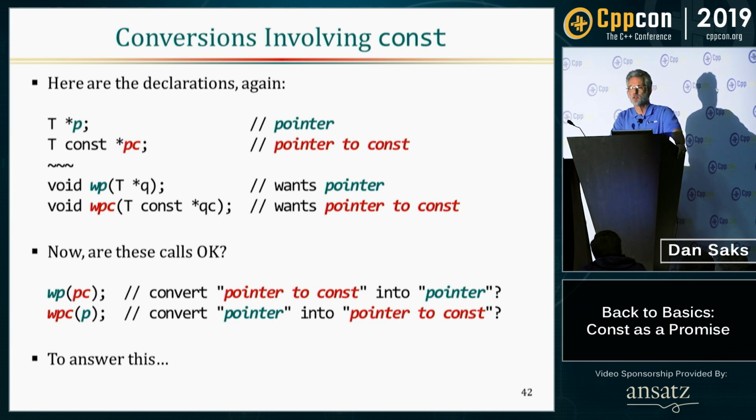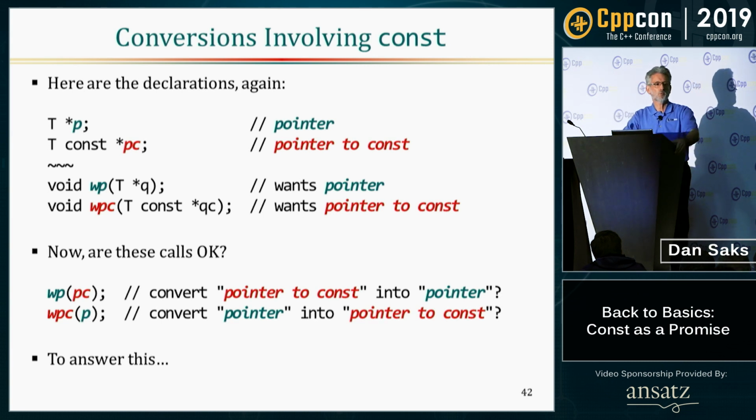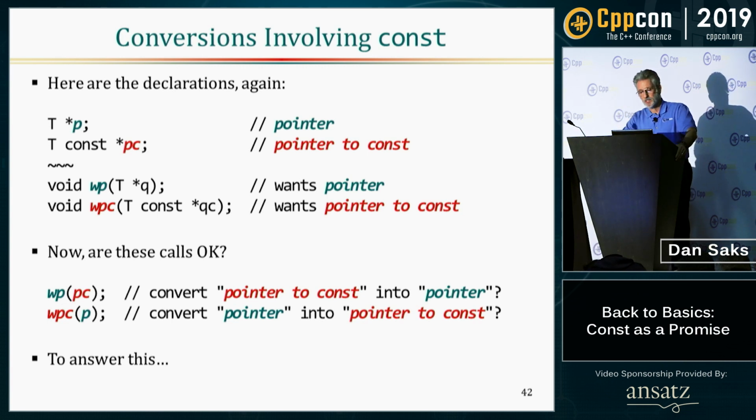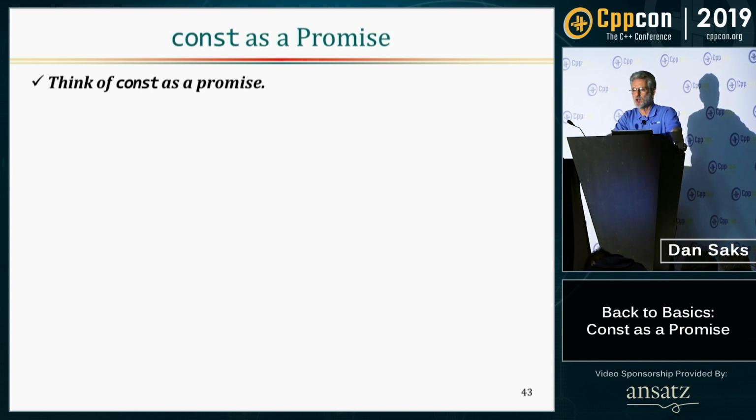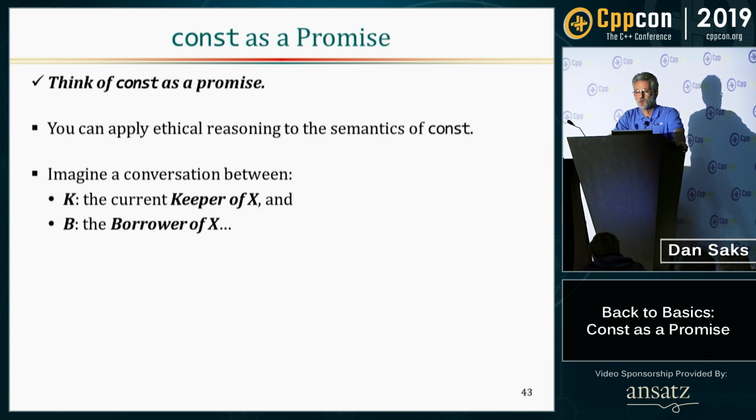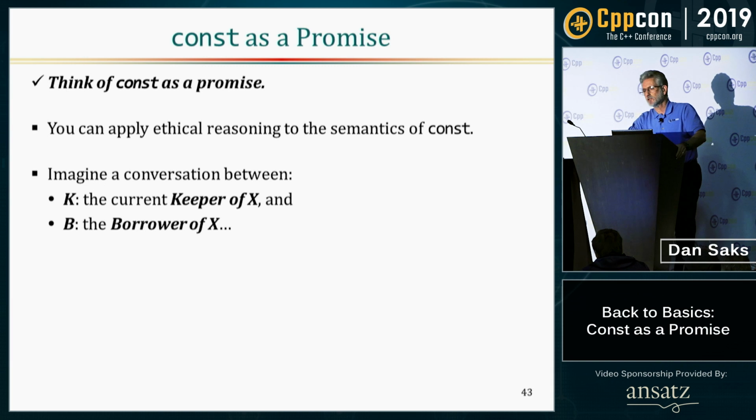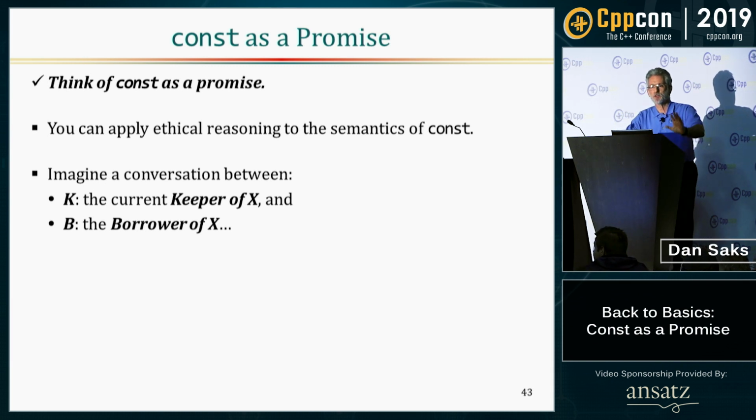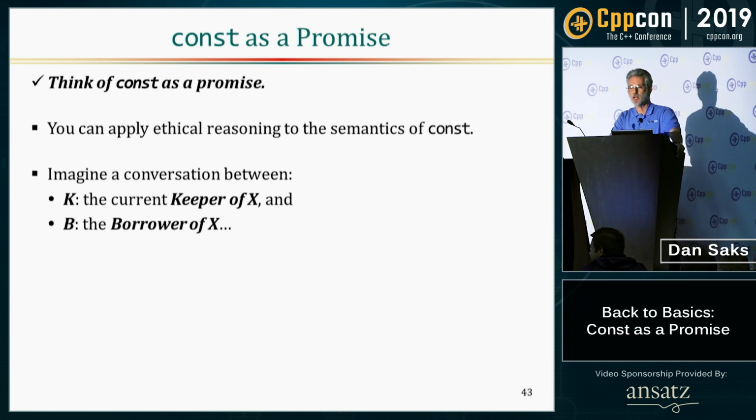I want you to be able to reason it out, because it rears itself in a whole bunch of different scenarios, not just involving pointers, but involving references and member function calls and things like that. And so think of const as a promise. In other words, you can apply ethical reasoning to the semantics of const, which, I'm sorry, if you're a sociopath, you're out of luck, but assuming that you're not, this should work.